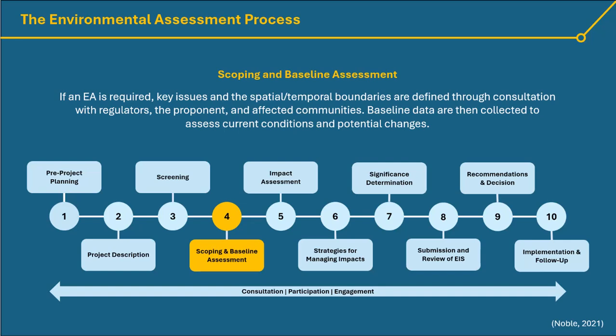So next up, we have scoping and baseline assessment. So scoping is going to determine the boundaries of the assessment. What impacts are in, what are out, and how deeply are these impacts going to be studied. Basically, we're asking, who's going to decide what matters here. And really, that's a political and ethical question if you think about it, right?